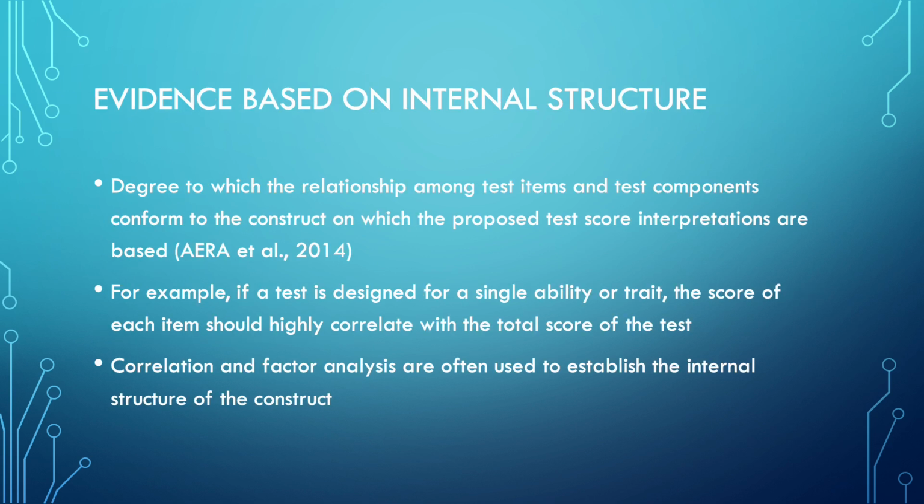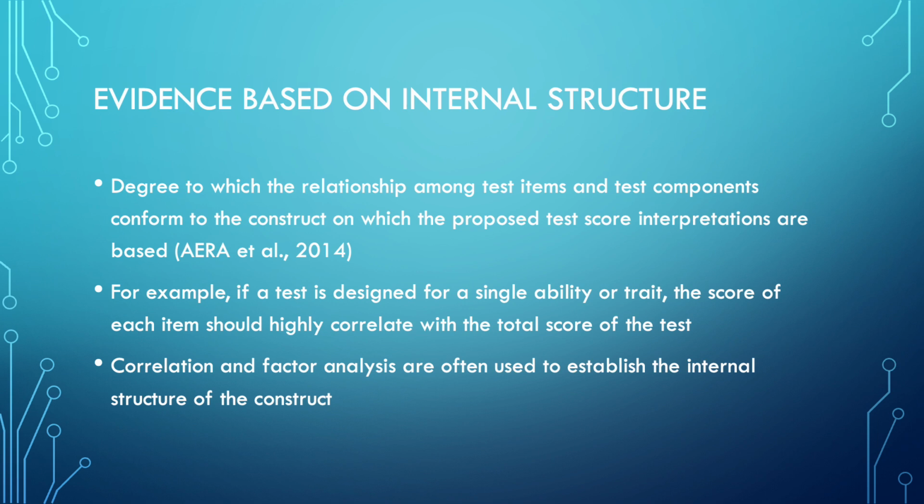For evidence based on internal structure, we're looking at the degree to which the relationship among test items and test components conform to the construct on which the proposed test score interpretations are based. For example, if a test is designed for a single ability or trait, the score of each item should highly correlate with the total score of the test. So if we use that physical activity questionnaire example again, each question on the questionnaire should highly correlate to the overall total score that one would get on the questionnaire.